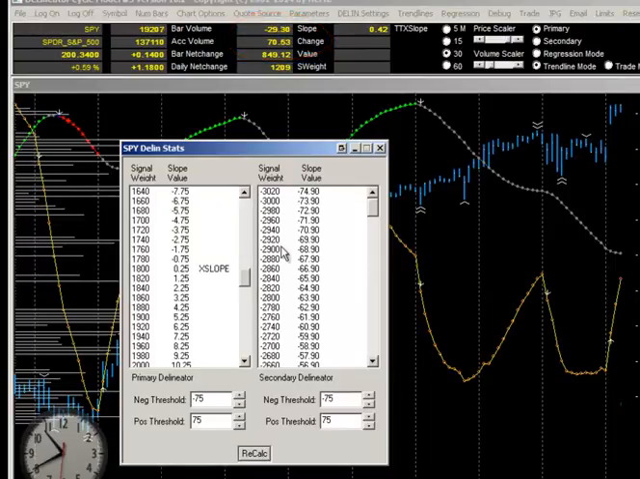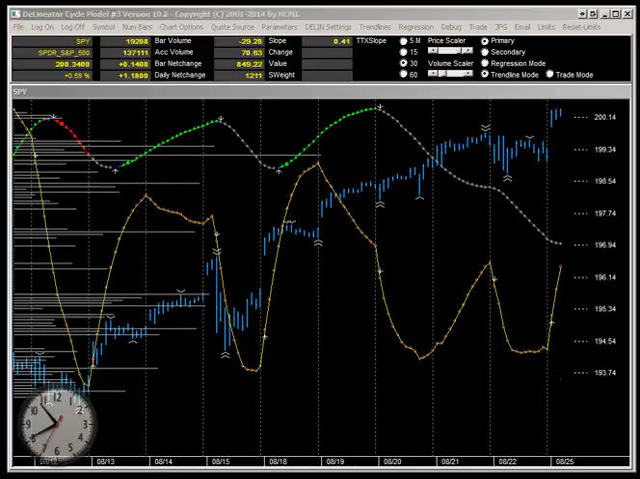So what we'll do is we'll wait a little longer here. Right before the end of the bar, we'll come back in and see how the numbers look.